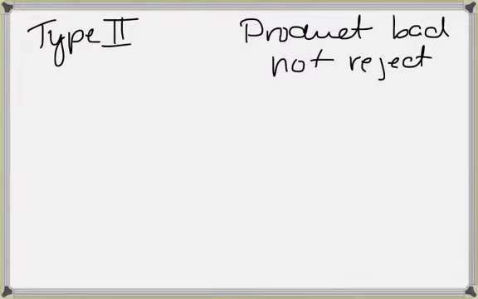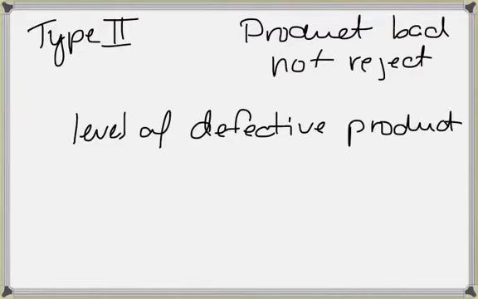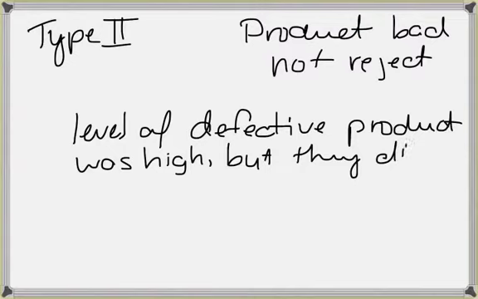So, to be a little bit more specific, because we're talking about the level of defective product: level of defective product was high, but they did not halt production.